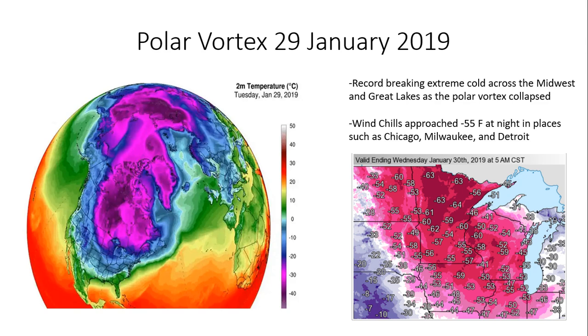Places like Chicago, wind chills approach negative 55 degrees Fahrenheit at night. Places like Milwaukee and Detroit, negative 55 at night. Unbelievable. Record-breaking extreme cold across the Midwest and Great Lakes as the polar vortex collapsed. And we got that direct Arctic connection, but just phenomenally cold.